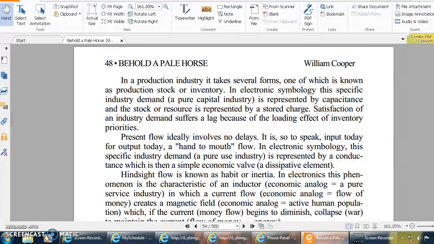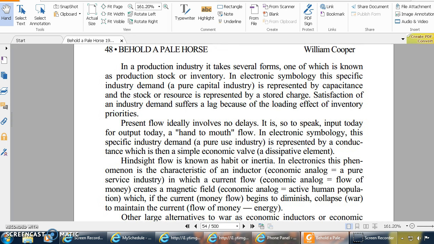Hindsight flow is known as habit or inertia. In electronics, this phenomenon is the characteristic of an inductor. Economic analog equals a pure service industry in which a current flows. Economic analog equals flow of money, and this creates a magnetic field. Economic analog equals active human population, which, if the current money flow begins to diminish, collapses. It has war in parentheses to maintain the flow of money, i.e.